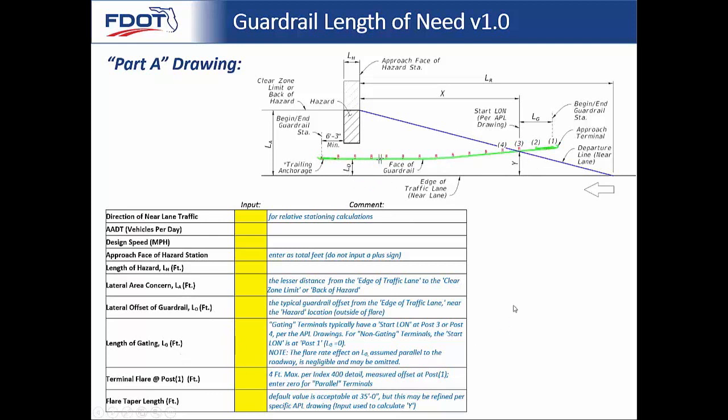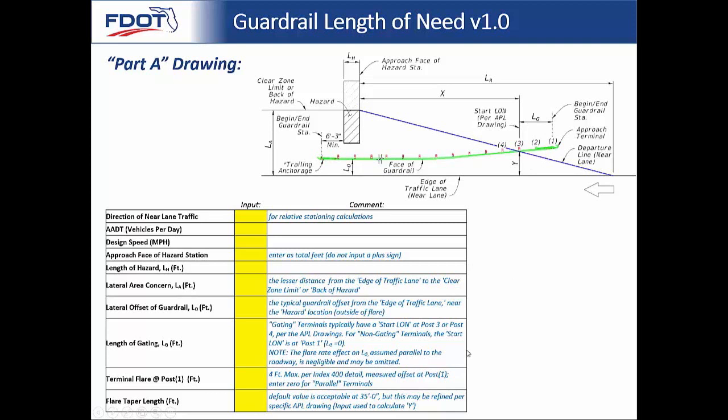Length of gating, LG. That's this breakaway portion that we had discussed in the IDS. And so you want to account for that and know how much of that guardrail is going to break away. Typically, that would be 12.5 feet or 12 foot 6 inches. Most APL drawings have that unless you're using a non-gating terminal. Then LG would be 0.